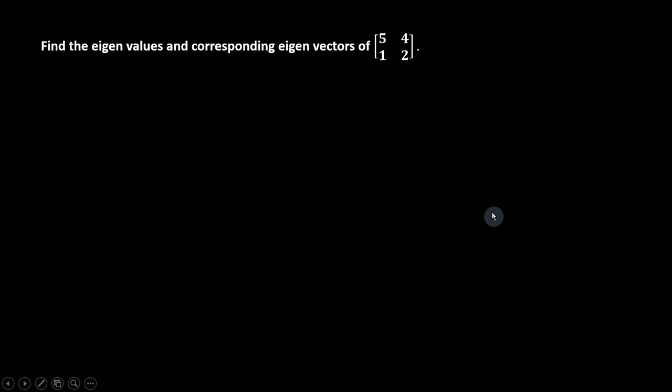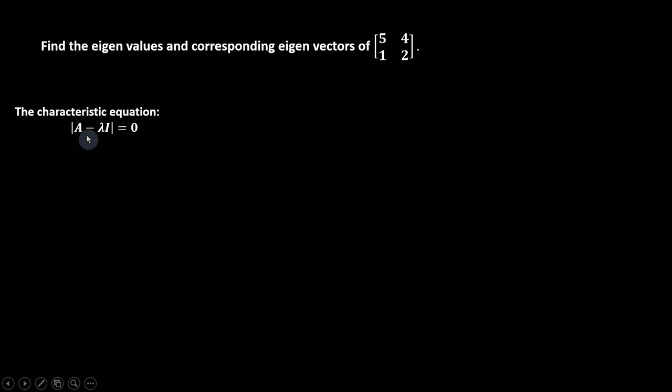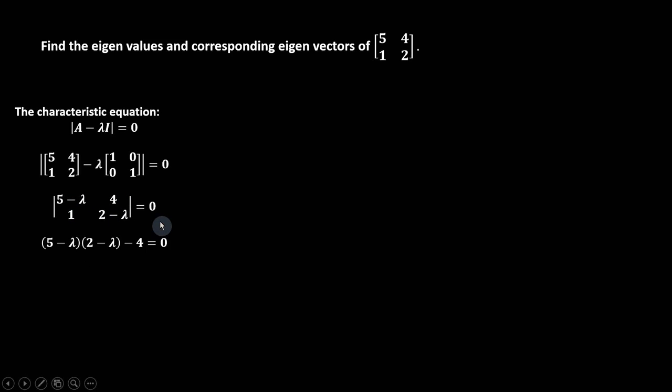To explain this, I am considering the matrix A as [5, 4; 1, 2]. Then the first step is we need to write the characteristic equation of this. We know that the characteristic equation is determinant of A minus lambda I is equal to 0. After substituting the matrix A and identity matrix, we will get this. Then the determinant of this 2 by 2 matrix is AD minus BC is equal to 0. Then finally we will get the characteristic equation from this as lambda square minus 7 lambda plus 6 is equal to 0.